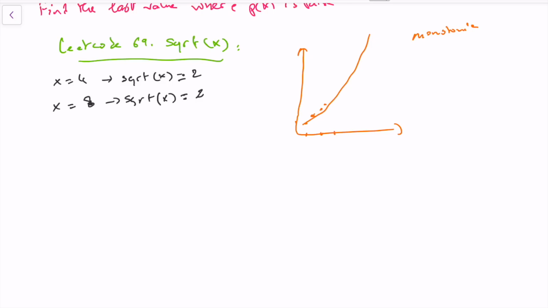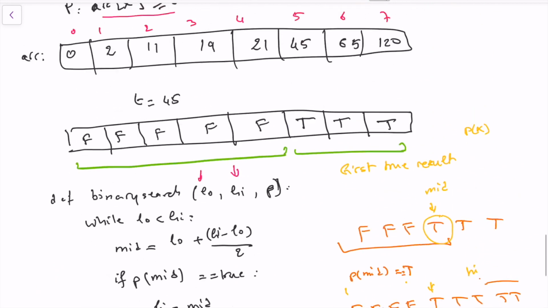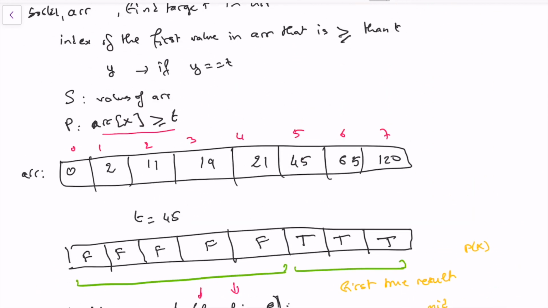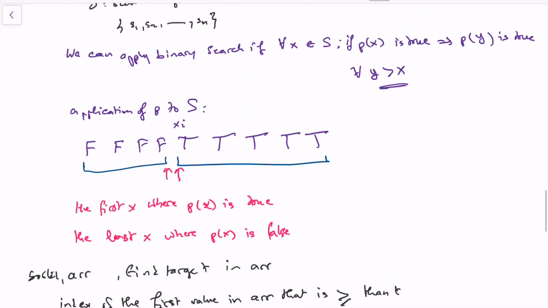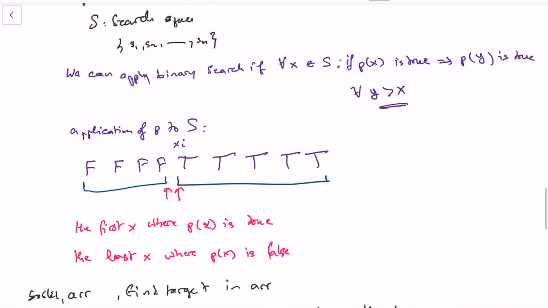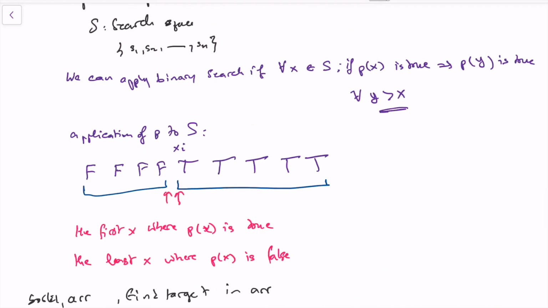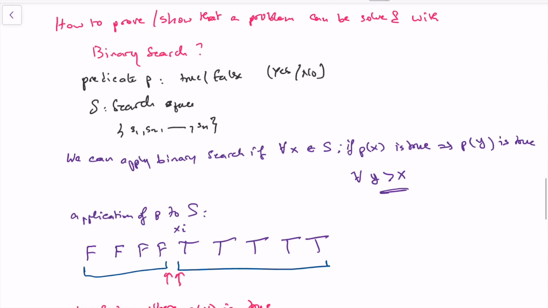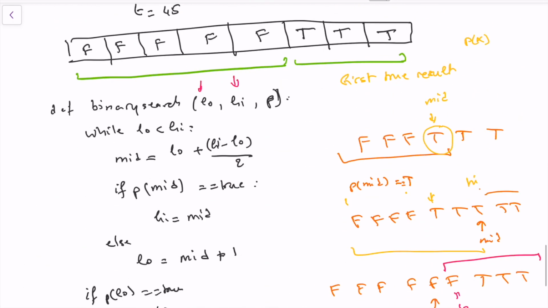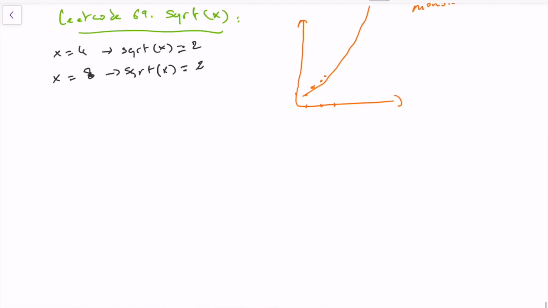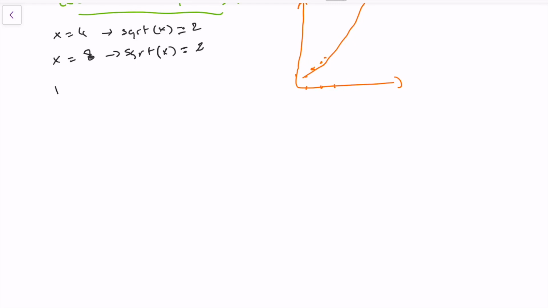And so it applies. Now let's think about what kind of predicate we can design to meet this criteria here, where we have a set of false and then we start having a set of true. And let's think about our search space. And so there are two things we need to define: what is our predicate and what is our search space.